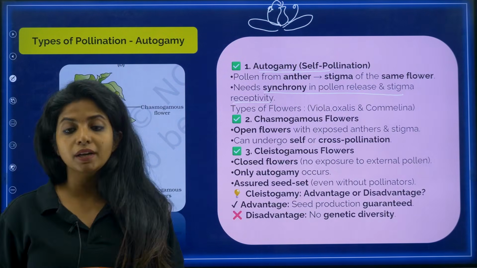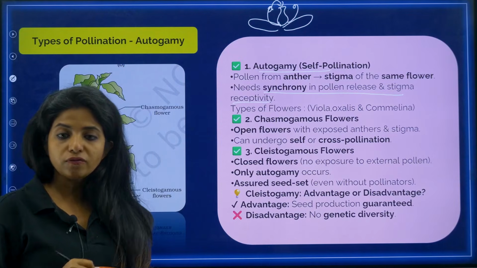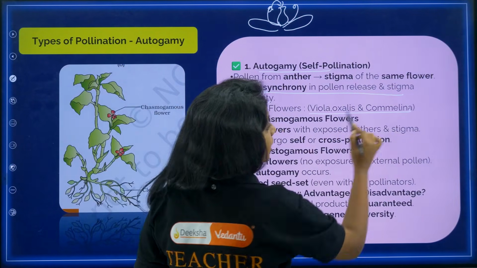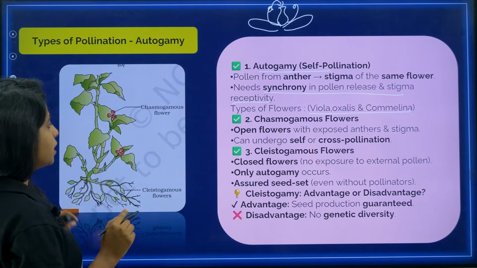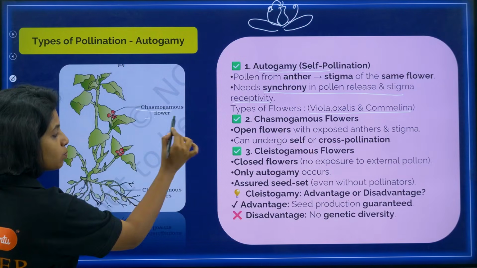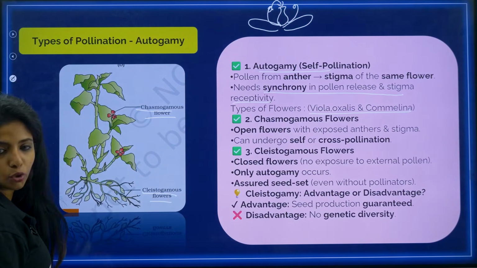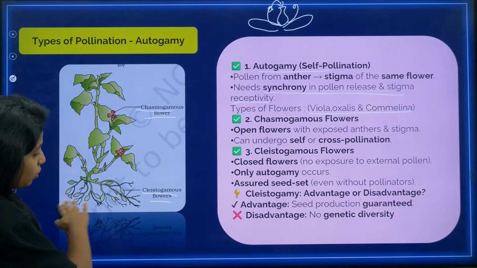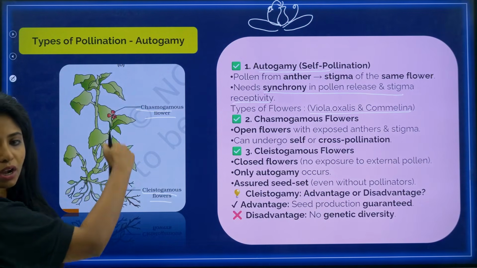Now under autogamy in your book there is an example given of the oxalis, viola and commelina plants. So in these plants, my dear children, you get two types of flowers. One is chasmogamous flowers and the other one is cleistogamous flowers. Cleistogamous ones are near the down area and chasmogamous are upwards.